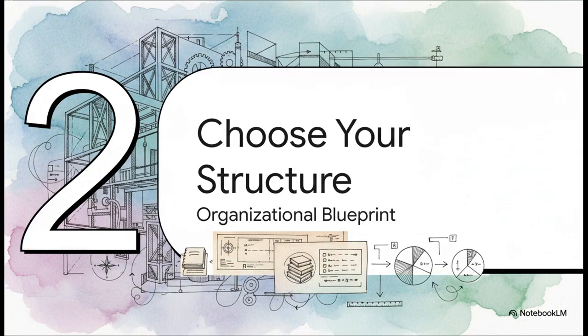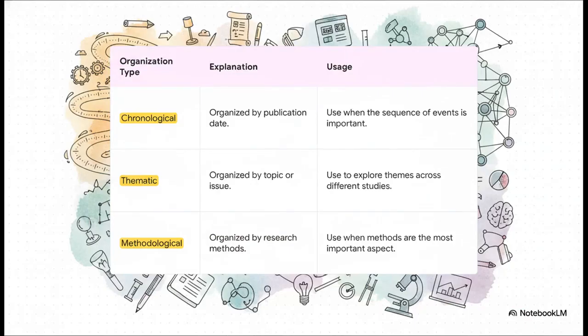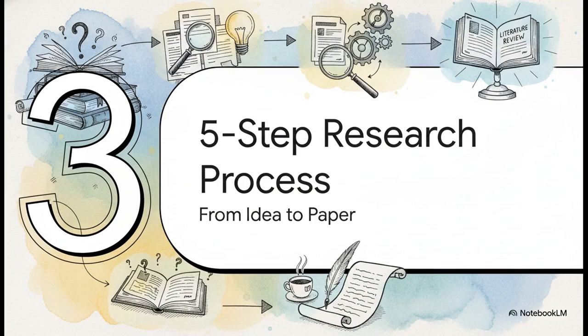So we know what it is, but how in the world do you organize this thing? Well, you've got a few options, a few standard blueprints you can follow, and it really just depends on the story you're trying to tell. You've basically got 3 main flavors. Chronological is awesome if you want to show how an idea has evolved over time. Methodological is your go-to if the how, the research methods, is the most important part of the story. But honestly, most of the time, you're going to want to go with a thematic structure. You just find the common themes that keep popping up in your sources and build your sections around those. Easy.